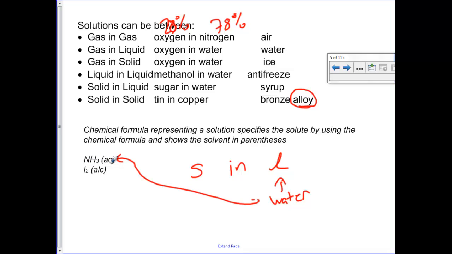Okay. Well, you can dissolve things in water, but does it have to be water? No. So sometimes we put other things in brackets, and this is pretty rare though. This would be iodine dissolved in good alcohol, yeah. Now, one thought here.